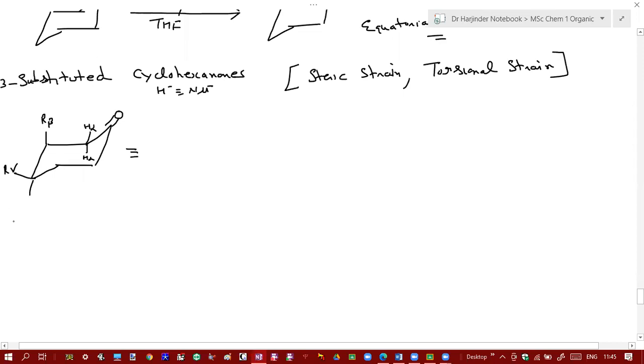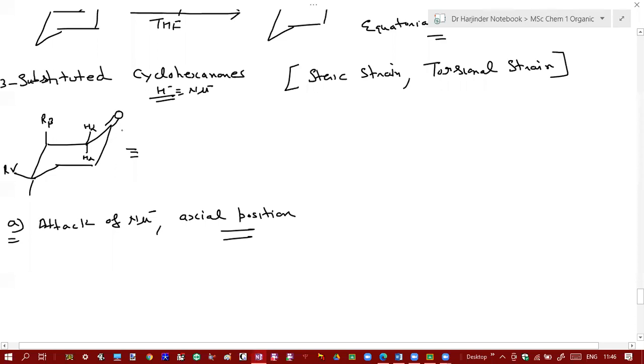So suppose attack of your nucleophile, which may be hydride ion during reduction, takes place from the axial position. Okay, it takes place from the axial position.